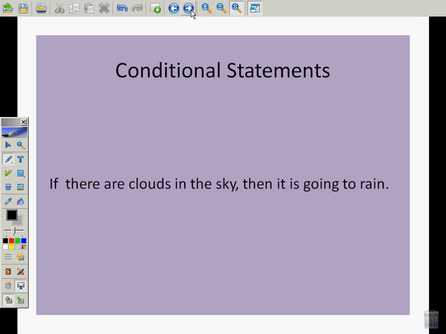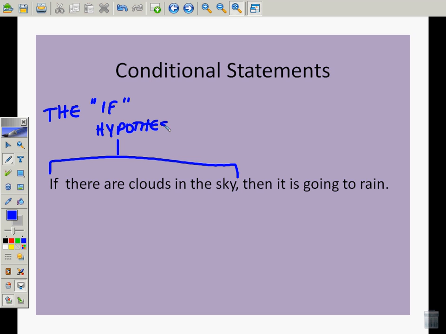Okay, conditional statements. Here's an example of a conditional statement. If there are clouds in the sky, then it is going to rain. We're not determining whether it's true or false right now. We're simply saying this is a conditional statement. There are several different pieces to this. The if part is called the hypothesis. Okay? Doesn't necessarily have to be at the beginning, but the if part is the hypothesis.